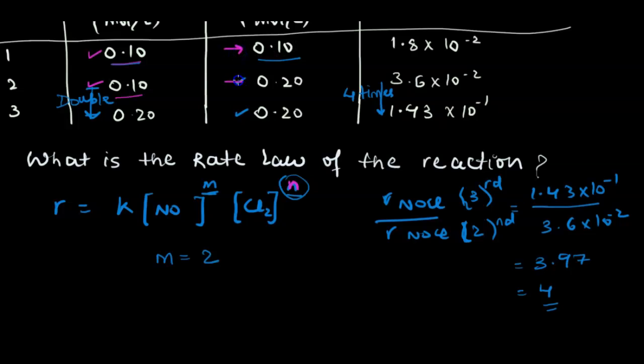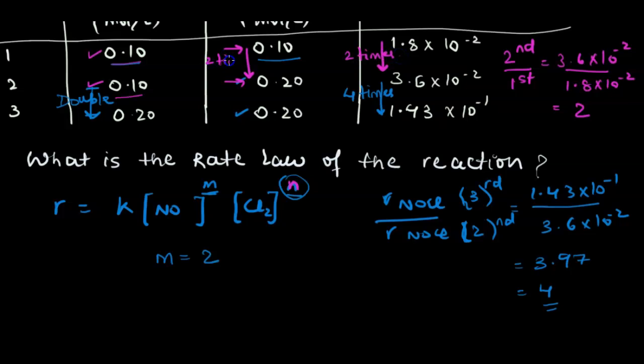Trial 1, trial 2, we notice that chlorine concentration has doubled up, and here we want to find out how the rate has changed. When we divide the second trial rate by the first trial rate, that is 3.6 times 10 to the power negative 2 and 1.8 times 10 to the power negative 2, we would notice that the result is 2. So this also becomes 2 times, or this also doubles. If this becomes 2 times, this also becomes 2 times. That means if this doubles up, this doubles up. So from here we figure out that N is 1.